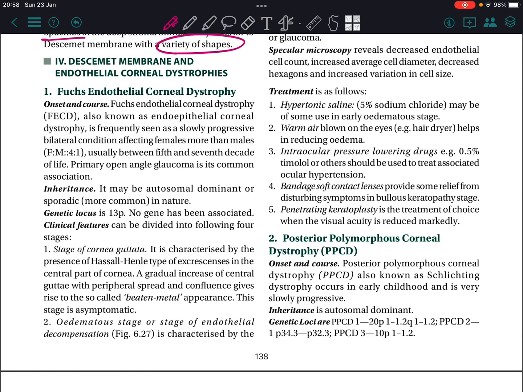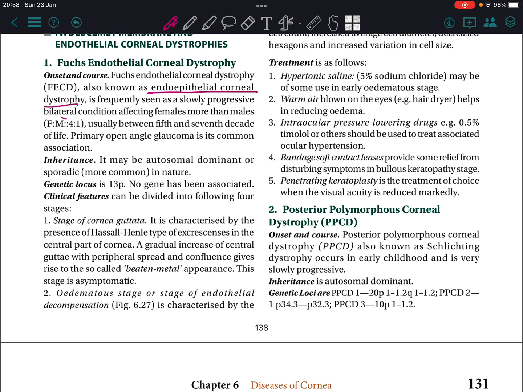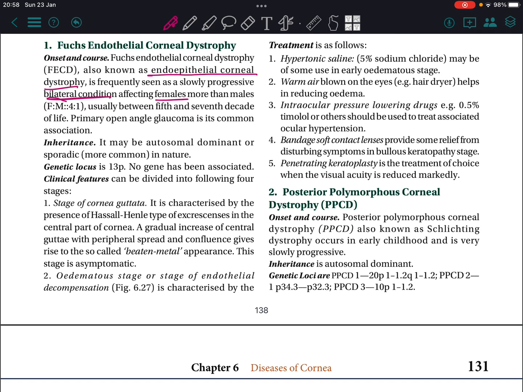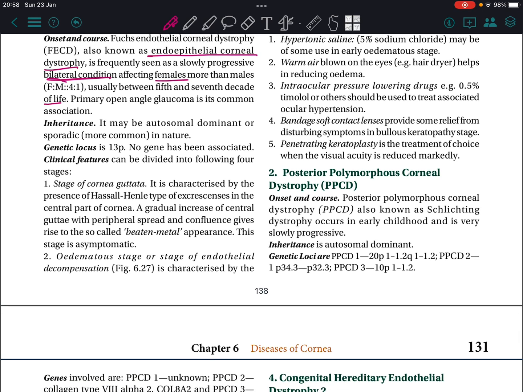Descemet membrane and endothelial corneal dystrophy. Fuchs endothelial corneal dystrophy is also known as endoepithelial corneal dystrophy. It is a frequently seen, slowly progressive bilateral condition, more common in females than males, usually in the 5th to 7th decade of life. Inheritance is autosomal dominant, gene locus 13.